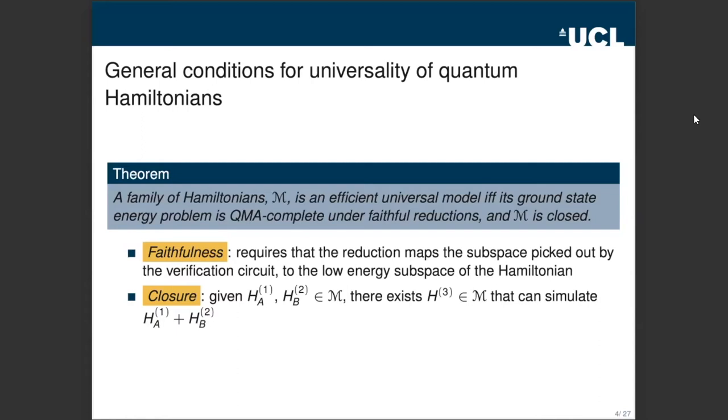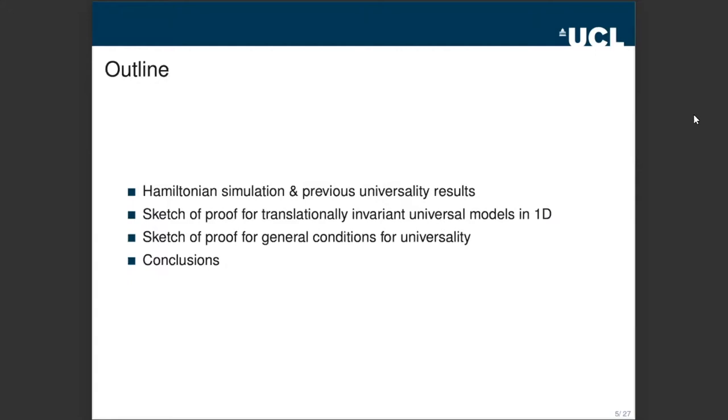We also, in this work, derive two new constructions of translation invariant universal models using our new method for proving universality. So those are kind of the main results.